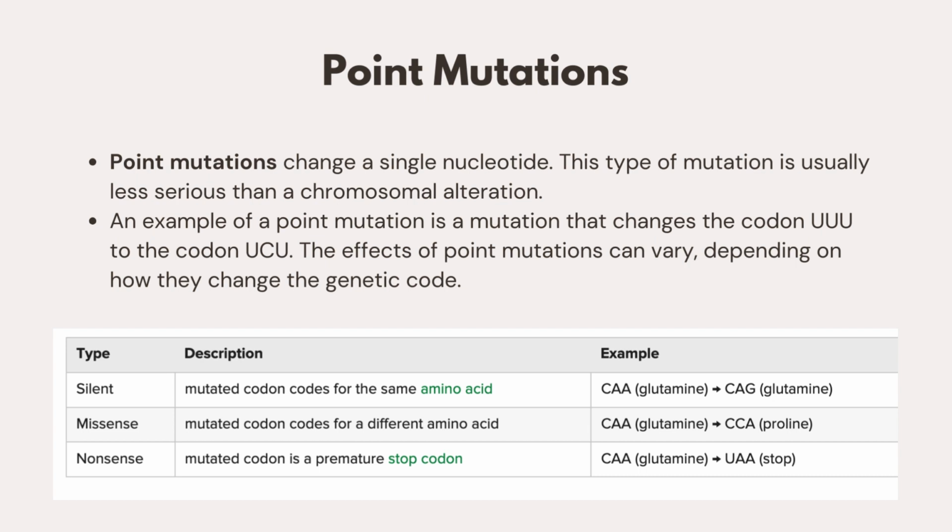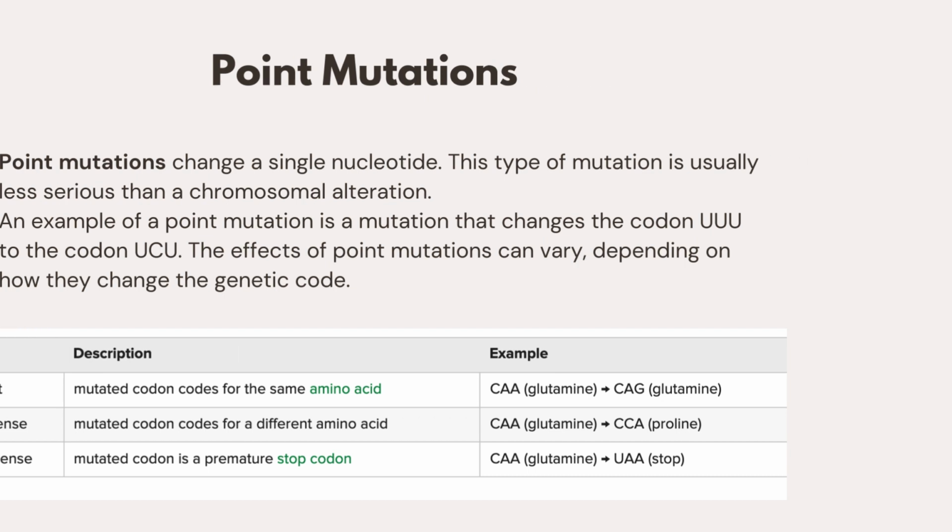Missense mutation. A missense mutation occurs when the substitution results in the coding of a different amino acid. This can lead to changes in the protein's structure or function, which may have various effects on the organism. Nonsense mutation. A nonsense mutation occurs when the substitution creates a premature stop codon in the mRNA sequence. This leads to the premature termination of protein synthesis, resulting in a truncated, non-functional protein.